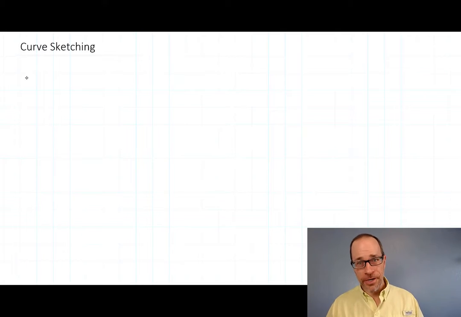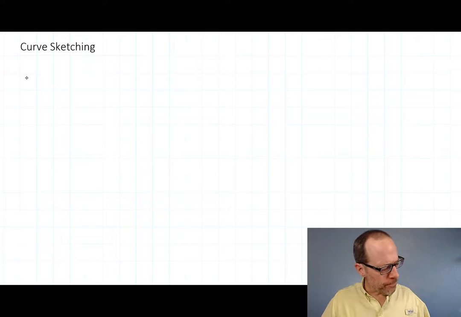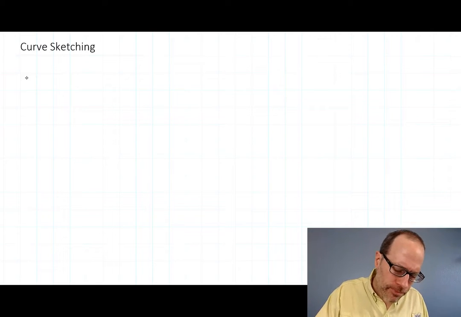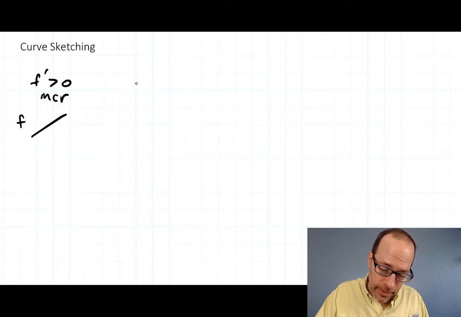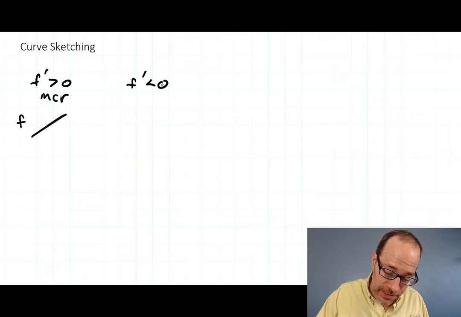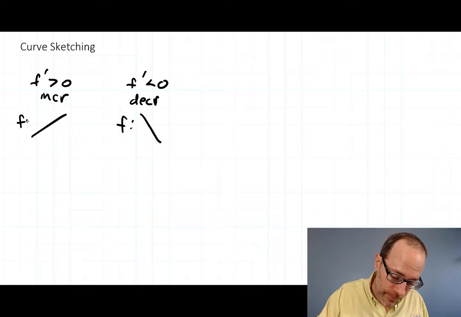Welcome. Today we're going to do some curve sketching. It's not anything new, it's just the stuff we've learned from first derivatives and second derivatives all put together. So remember, when f prime was bigger than 0, that meant your function was increasing and f was going up. When f prime was less than 0, then your function is decreasing, and so your function is going down.